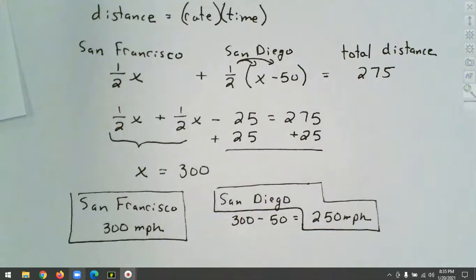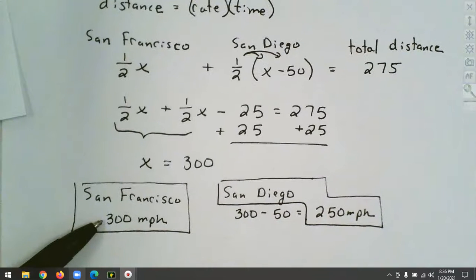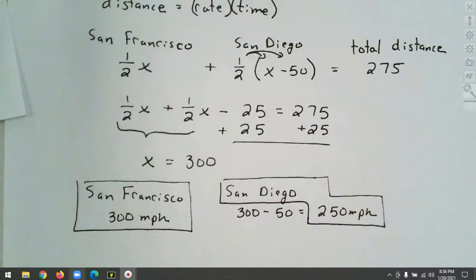Now, always look and make sure that it makes sense. 300 miles an hour and 250 miles an hour. Did those make sense as to what you would expect an airplane to be traveling at? Yeah, pretty close, right? Makes sense. I mean, if it would have been a car, I would probably say no, because a car is not going to probably be able to travel at 300 miles an hour. But this is an airplane, so always use some common sense when you get your answer and make sure it feels right. If for some reason it doesn't feel right, it's probably not correct.